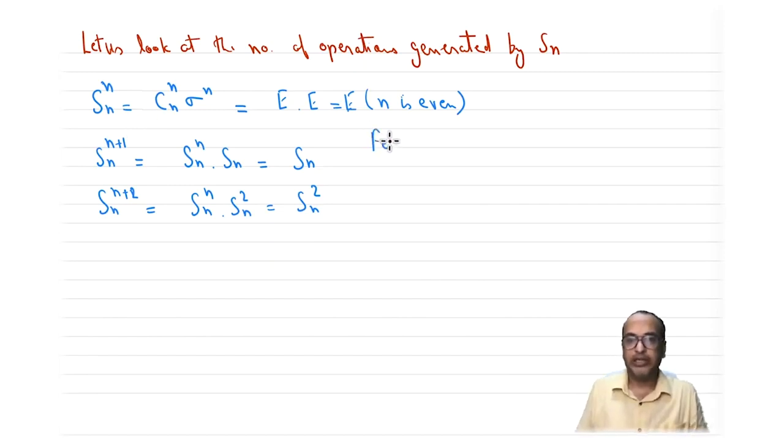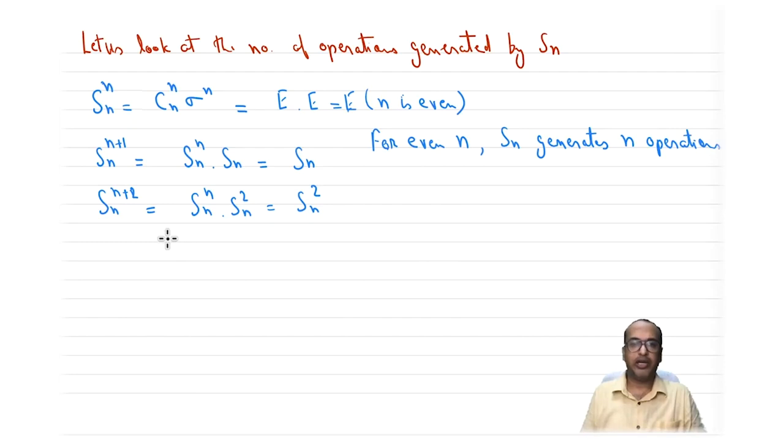So we can safely say then, for even n, Sn generates n operations. We will see the odd case also, but this is for even n, okay, n operations. So now let us see the case of S6. We had S6 equal to C6 into sigma, right? So this is S6 to the power 1. This is an independent operation.